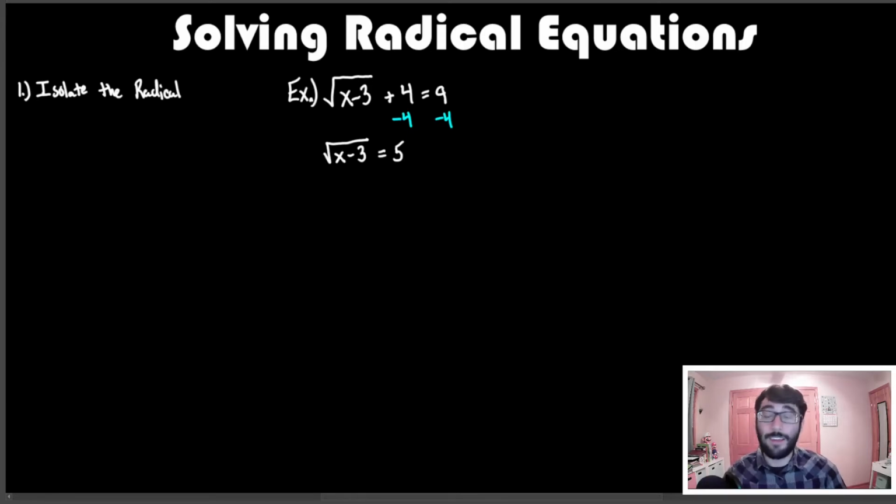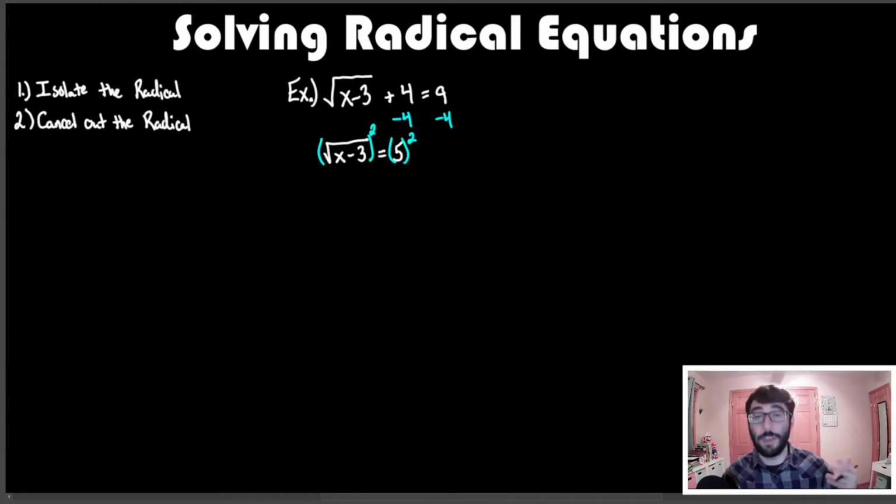But once you isolate the radical, what you want to do from there is cancel that radical out if possible. There are going to be certain problems that are a little bit more challenging where it's not possible to cancel out the radical right away because maybe there's more than one. But in most of the examples we're going to cover, it is going to be possible to cancel that radical out because there's only one. In order to do that, you have to raise each side to the power of what's called the index. The index of a square root is 2, the index of a cube root is 3, and so on and so on.